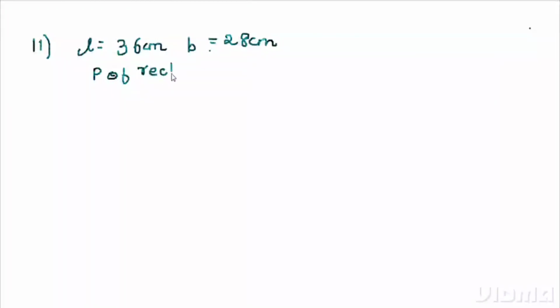Now in the 11th question, what did they say? They are saying that the length is given as 36 centimeter, the breadth is given as 28 centimeter, and the perimeter of the square is equal to the perimeter of the rectangle. So I can write that perimeter of rectangle is equal to the perimeter of square. This they have given in the question. Now they are telling you to find the side of the square.